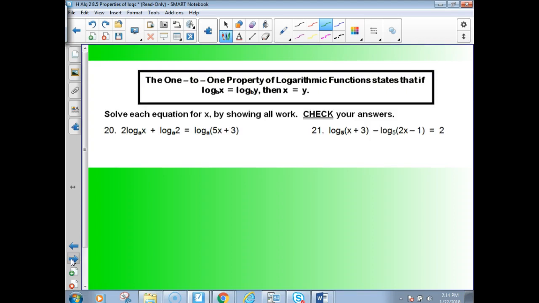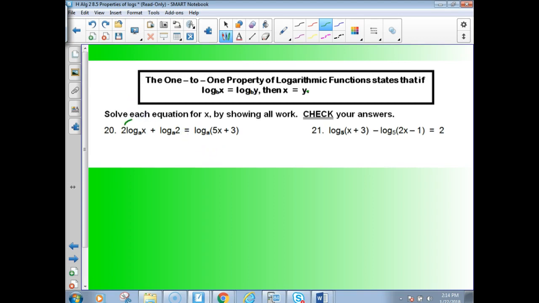Okay, now we're going to apply the one-to-one property of logarithmic functions that we stated before. If you have the log in the same base on both sides, you can set those equal. Drop the logs and say x must equal y. So in this case, we're going to first have to condense them into one logarithm using the rules we just went over today, and then we'll drop the logs and solve.